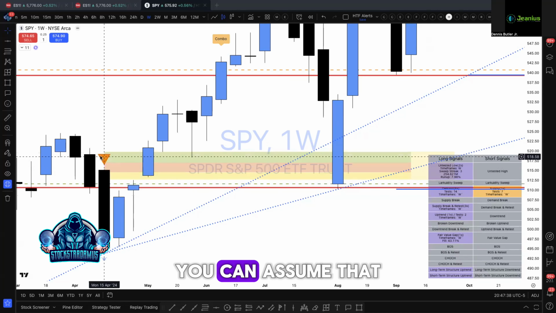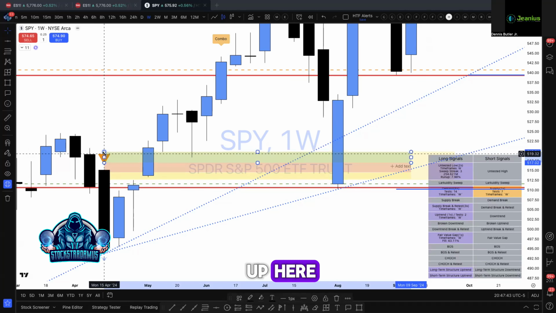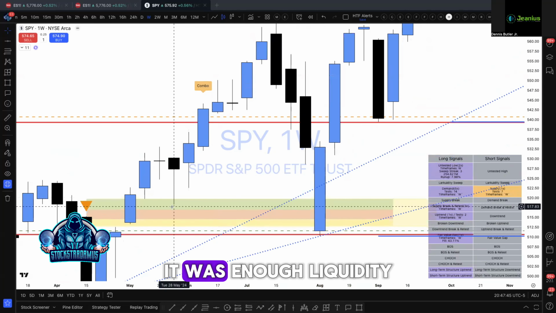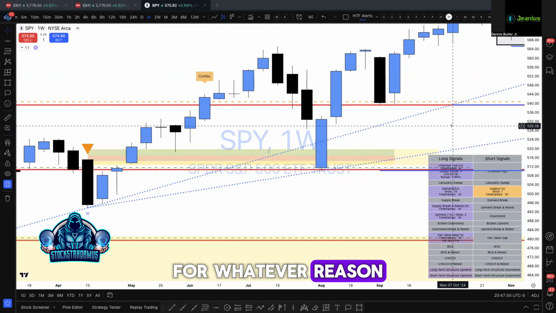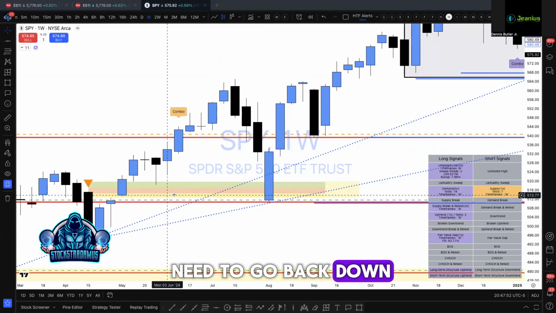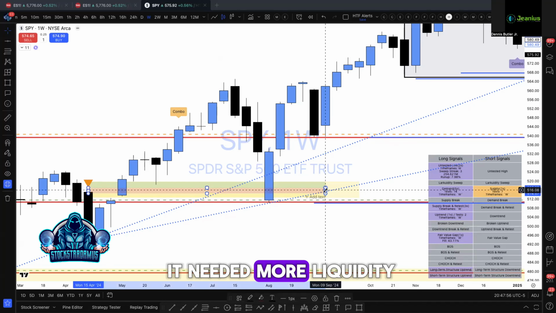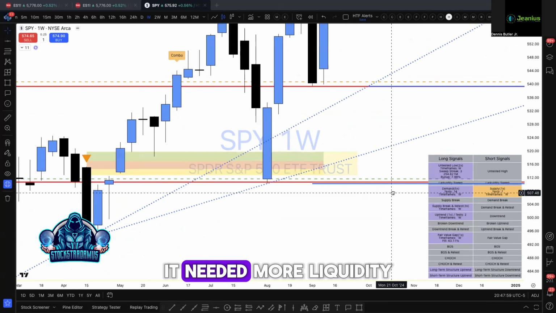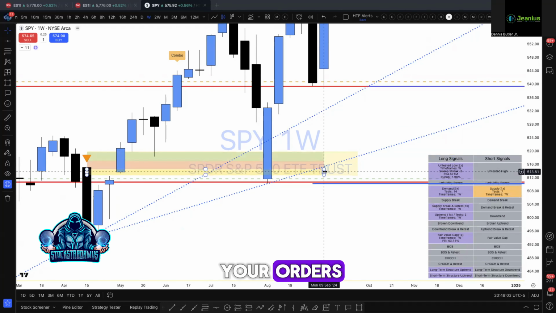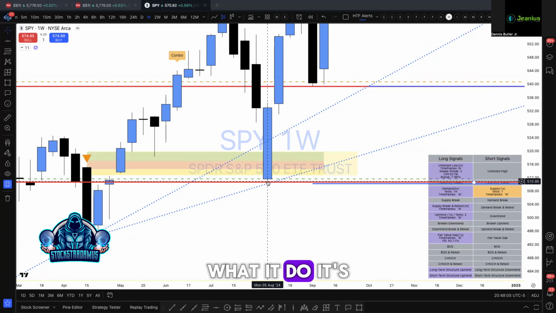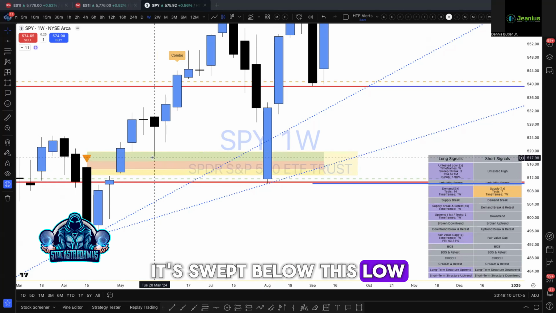So you can assume that at the highest share prices, the most value was up here. So when it tapped into here, there was enough liquidity to push the market up. For whatever reason, the market felt the need to go back down and fill the rest of those orders, maybe because it needed more liquidity. As soon as it dipped back below and closed out my and your orders, what did it do? It swept below this point here, this low.